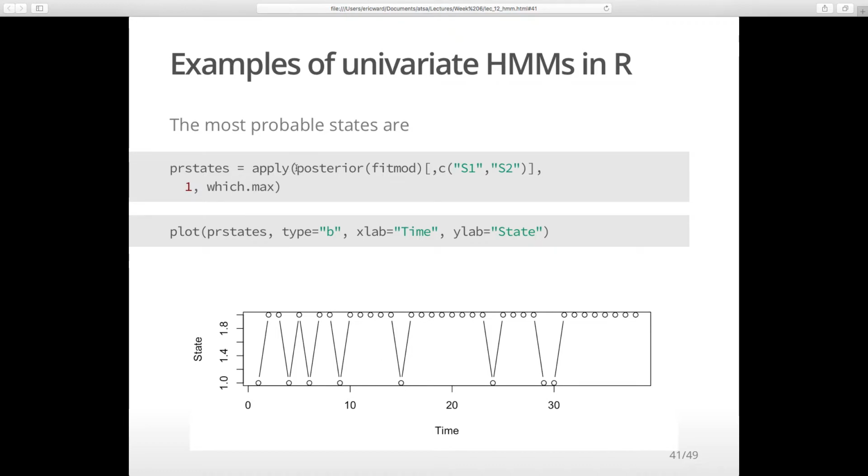So to get the most probable states, we apply the posterior function to our fitted model object, and then for each time step we just take the maximum state and plot what that looks like over time. So we alternate between these two states, representing maybe a cool and a warm period.